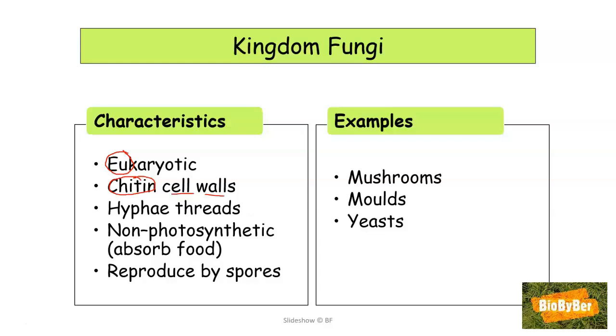Their bodies quite often are composed of threads which are called hyphae, and fungi do not carry out photosynthesis. They have no chlorophyll. They have no green colour. Fungi absorb their food. They cannot make their own food, so fungi are heterotrophic. And the last characteristic is that they can reproduce by making spores.